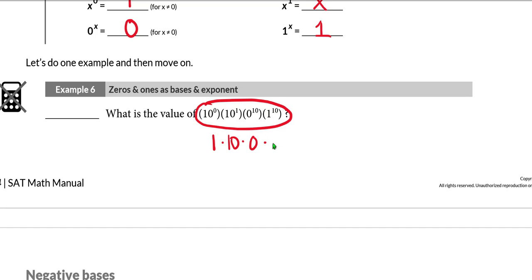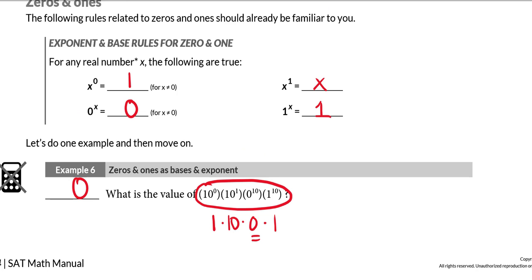1 to the 10 is 1. So again, anything to the 0 is 1. 10 to the 1, anything to the 1 is always the base. 0 to the 10th, 0 to anything is always 0, and 1 to the 10th, 1 to anything is always 1. So this is 1 times 10 times 0 times 1, and we don't really need to do much else because we're multiplying by 0, which means we get an answer of 0.